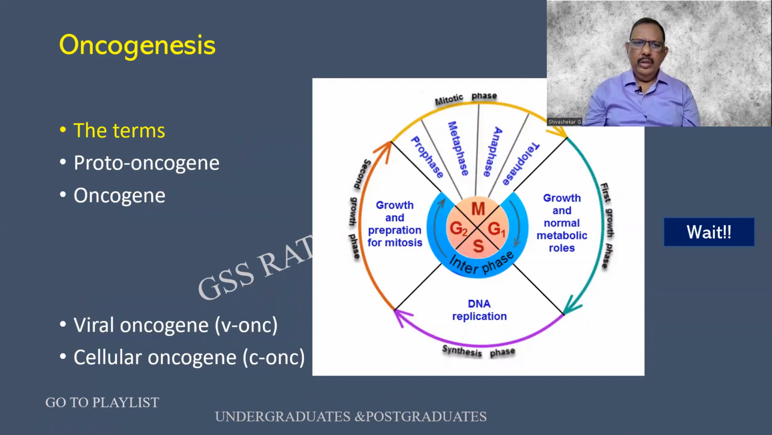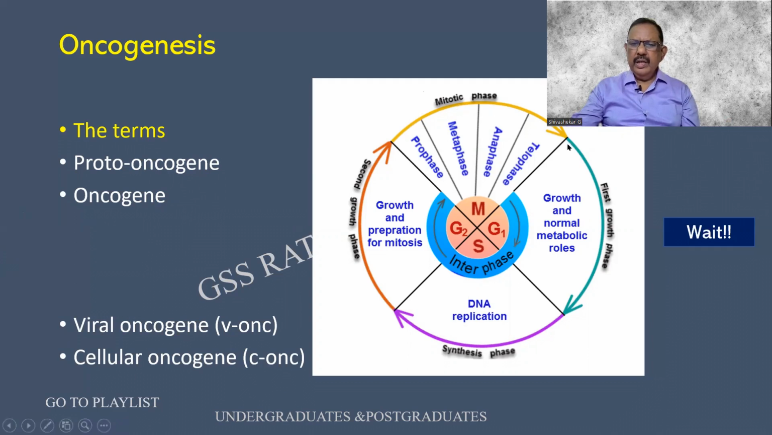Now, what is oncogenesis? Onco means tumor, and genesis is the development of a tumor. Before we go into any topic per se, look at the terms. In this, we should concentrate on proto-oncogene, oncogene, viral oncogene, and cellular oncogene.